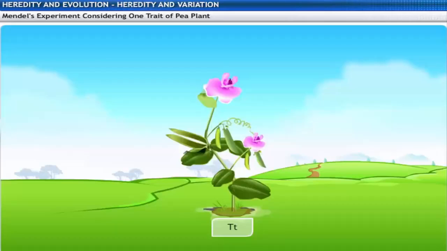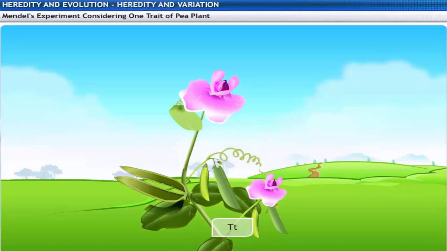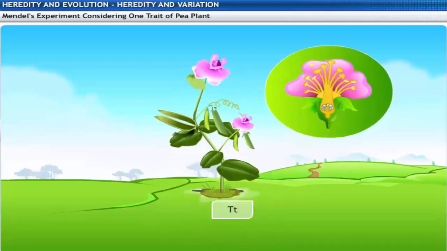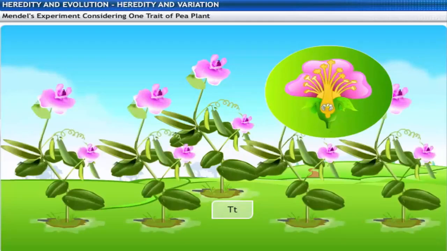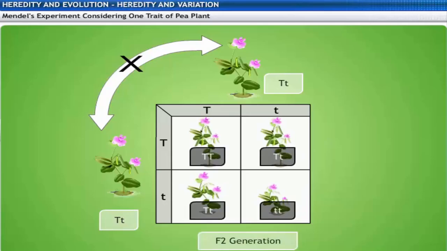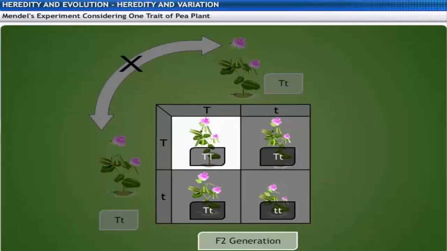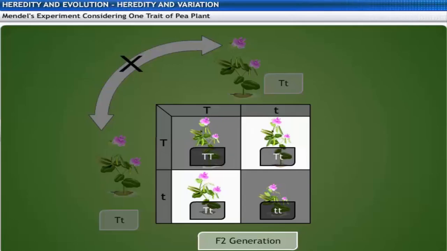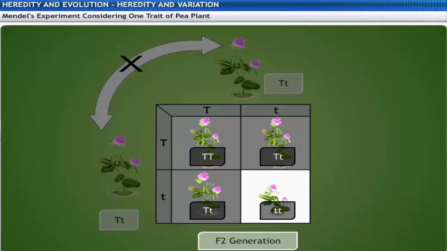Next, Mendel allowed the F1 tall plant of the genotype Tt to reproduce by self-pollination. As a result of random fertilization, the resultant zygotes can be of the genotypes TT or Tt or tt.